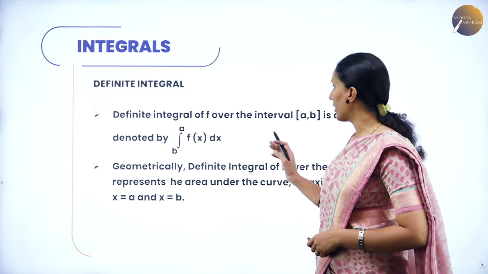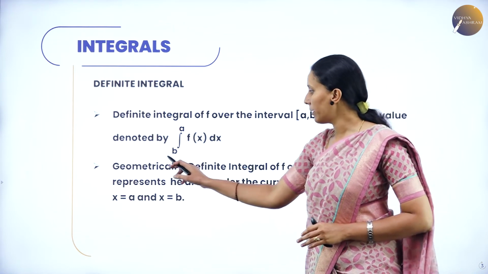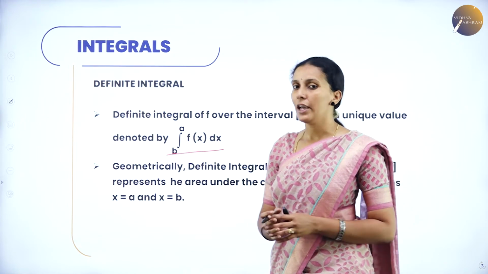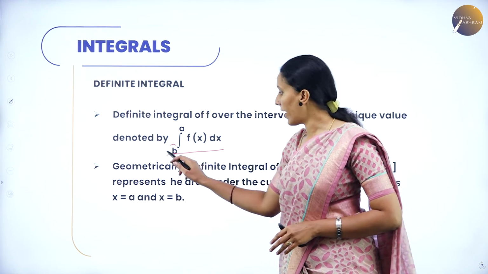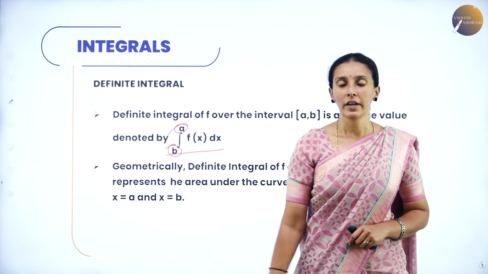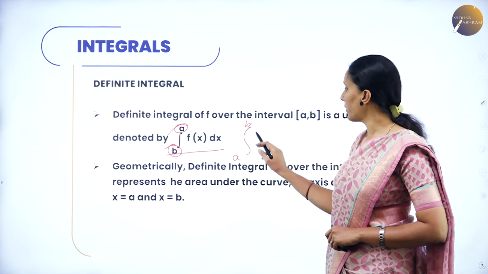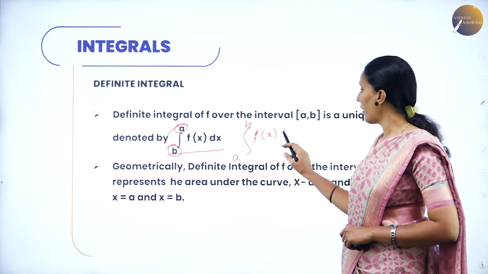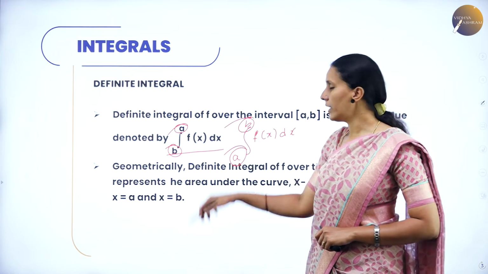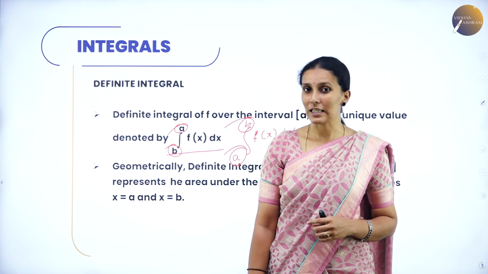So definite integral of any function is a unique value and it is denoted by integral from b to a or sometimes from a to b f of x dx. So this is called the lower limit and this is called the upper limit of f of x. So sometimes it can also be denoted as a to b f of x dx, where a is called the lower limit and b is called the upper limit of a function. That is, we have to find the integral value.